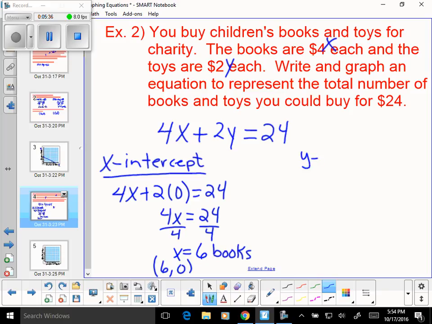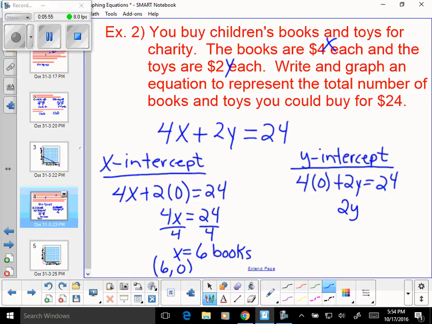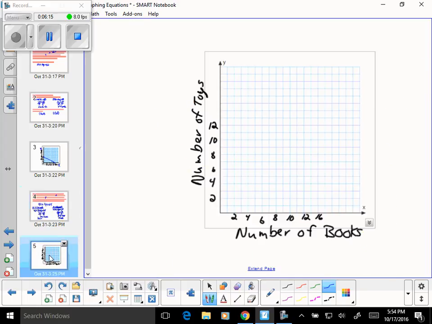On the y-intercept, I will have 4 times 0 plus 2y equals 24. 4 times 0 is 0, so that leaves me with 2y equal to 24. Dividing both sides by 2, y is going to be 12 toys. So I will graph the point (0, 12). At this point, I'm going to hit pause and do my graphing.